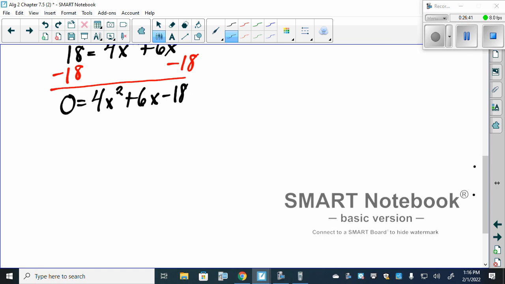Now the last thing we need to do is we need to factor this to be able to solve. Yes, I would look for a greatest common factor, and there is a greatest common factor of 2 that will go into all three terms. If we factor 2 out of 4x squared, we're left with 2x squared plus 2 factored out of 6x is 3x, minus 9.